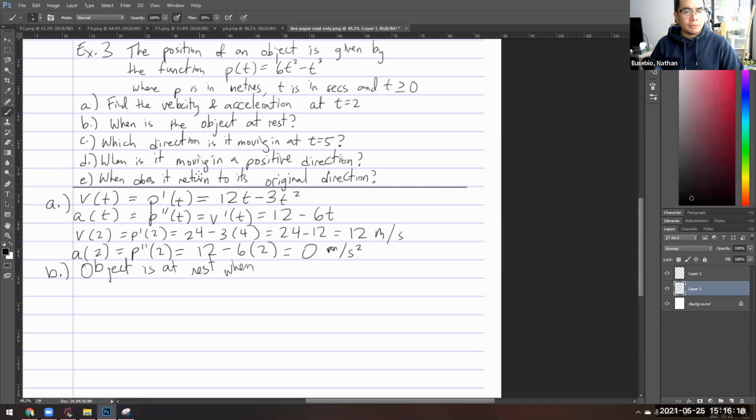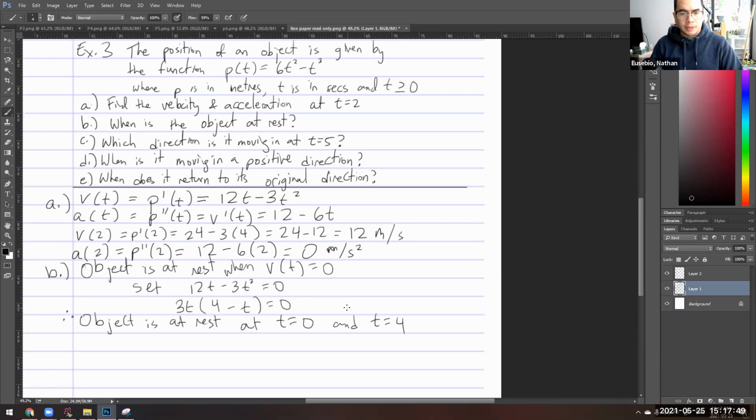So my object's at rest when velocity is 0, v of t is 0. Again, when acceleration is 0, it doesn't mean you've slowed down or stopped. It means you're moving at the same speed you are. You're not speeding up. You're not slowing down. In order to check for when we're at rest, we need to check for when velocity is 0. So we set 12t minus 3t squared equal to 0. There are two answers. One answer is when t equals 0. The other answer is when t equals 4. So therefore, the object is at rest at t equals 0 and at t equals 4.